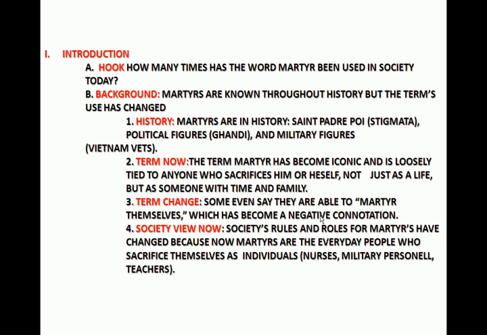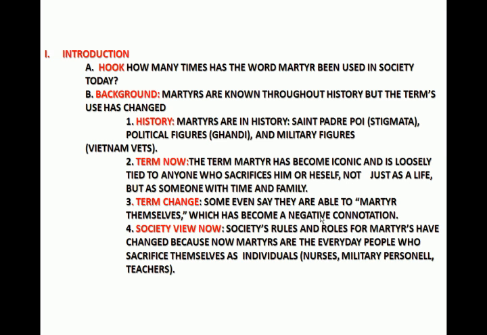Now, my example for B, background, is: martyrs are known throughout history in the forms of saints, political figures, and military figures. And notice underneath that, I've got some subpoints. That means I'm going to qualify and quantify my terms. How am I going to do that? Well, I've chosen to do it by doing history, term now, term change, society view now. This is a literary analysis and sociological paper, so this is how I'm choosing to do it. This is how I strongly suggest you do it. It will behoove you, or be in your best interest, to do that.